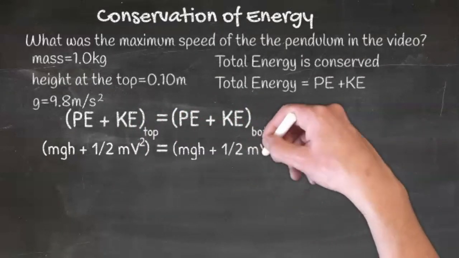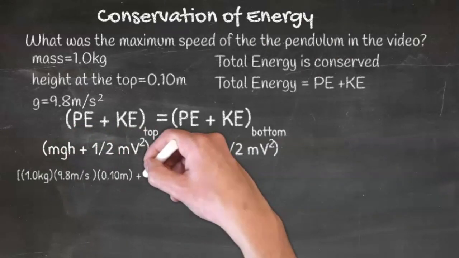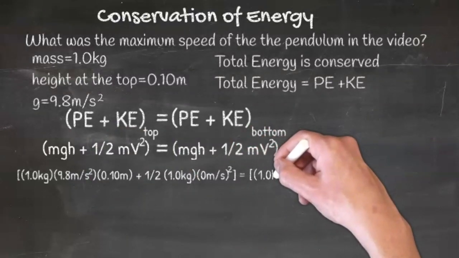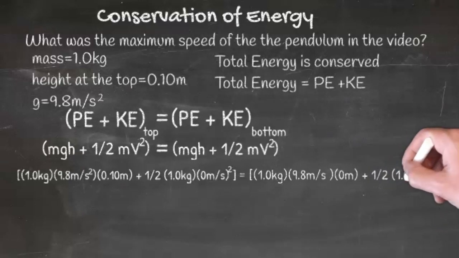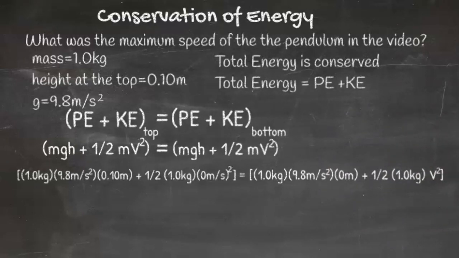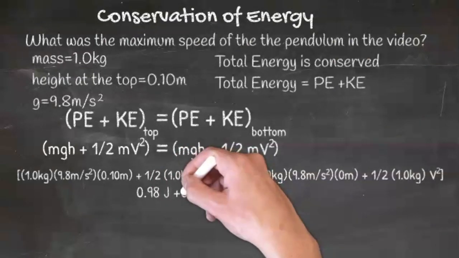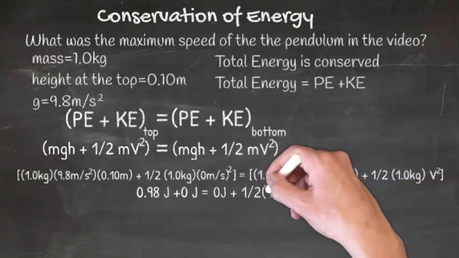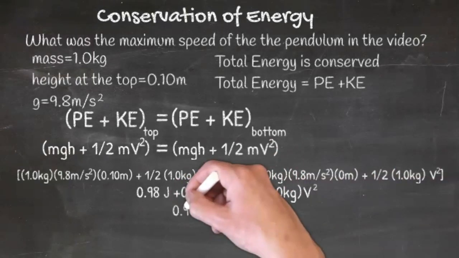Putting the numbers in, we have 1 kilogram times 9.8 meters per second squared times 0.1 meters plus 1/2 times 1 kilogram going 0 meters per second quantity squared equals 1 kilogram, 9.8 meters per second squared, 0 meters up plus 1/2 times 1 kilogram velocity squared. That gives us a potential energy at the top of 0.98 joules with 0 joules of kinetic energy and 0 joules of potential at the bottom with 1/2 times 1 kilogram times v squared as the kinetic energy.